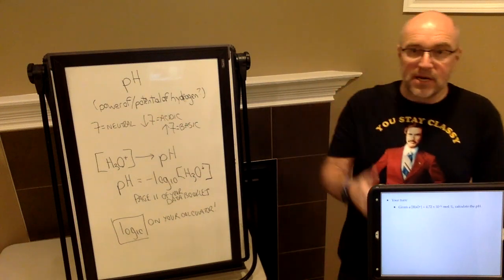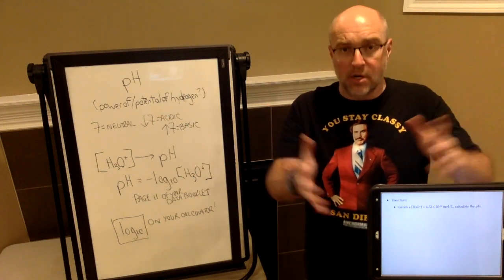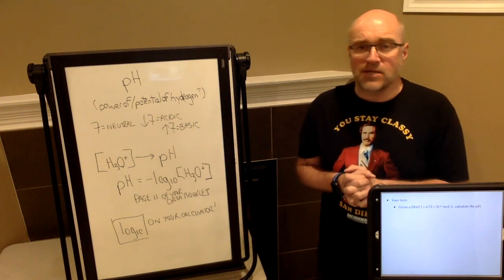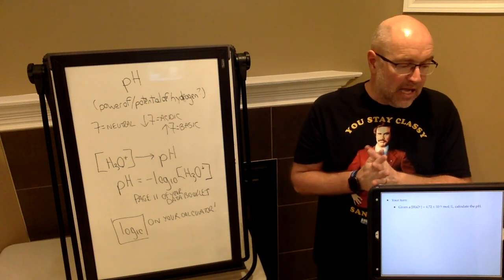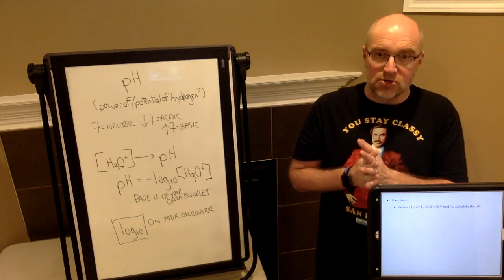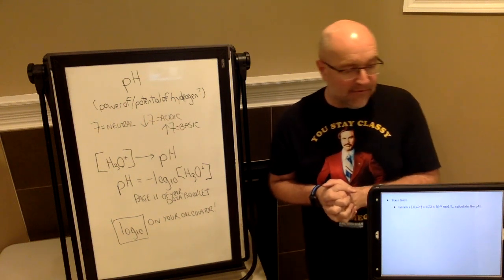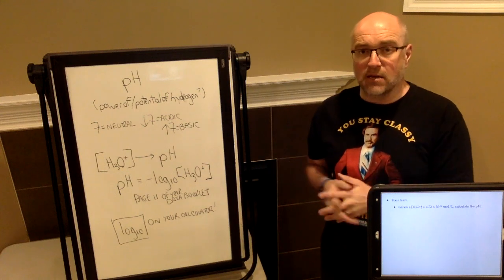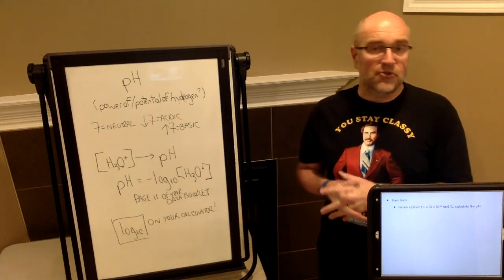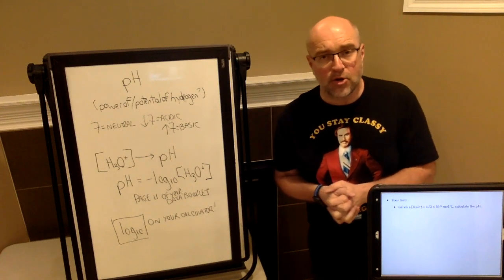Here's another example, and again, this is your turn. Maybe don't skip ahead to the notes at this point. If you've been given a hydronium concentration of 4.72 times 10 to the negative 11th moles per liter, calculate the pH. I'll give you a couple seconds. You can pause me right now if you want to try that out on your own.